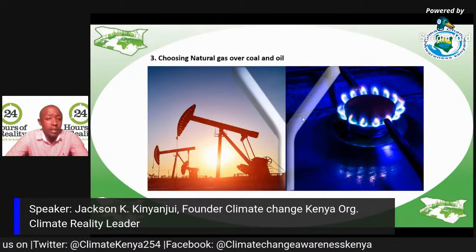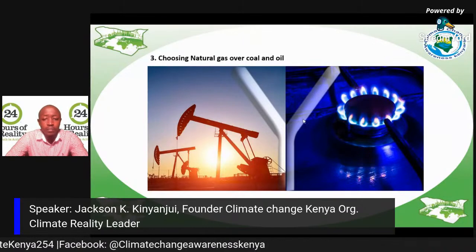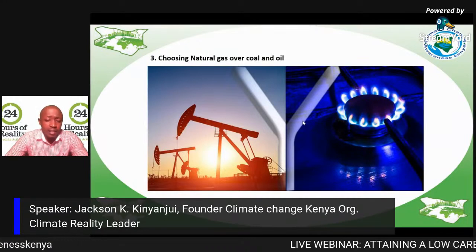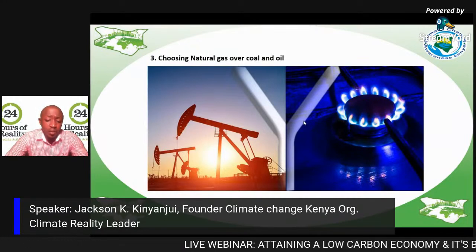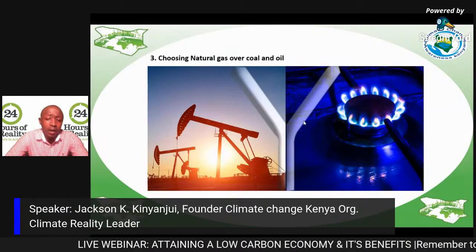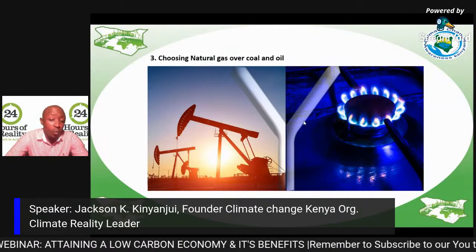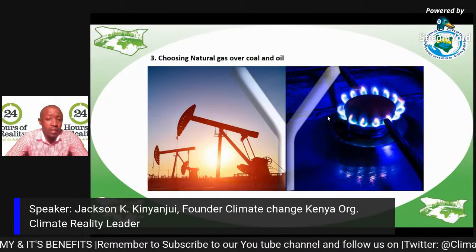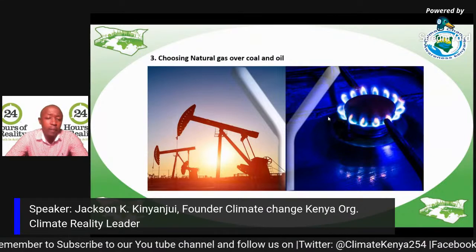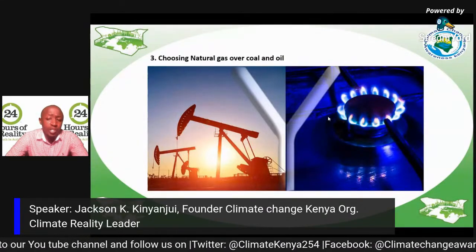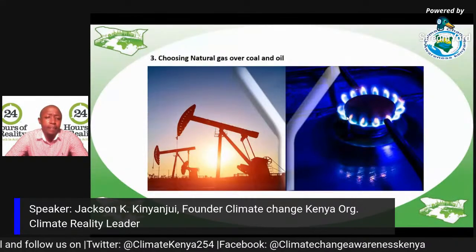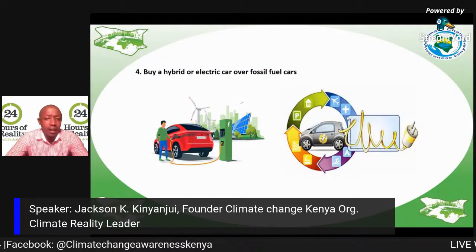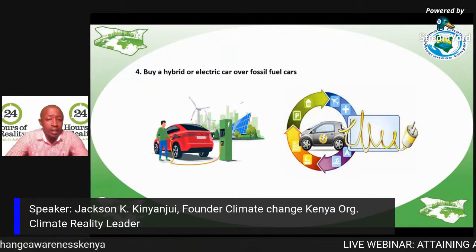Number three, choose natural gas over coal and oil, which is very true. It has been found that 6 kg of gas is equivalent to cutting down almost 100 trees. So this tells you the magnitude of using natural gas over coal and oil, which is more eco-friendly.